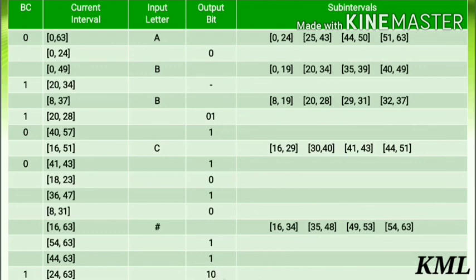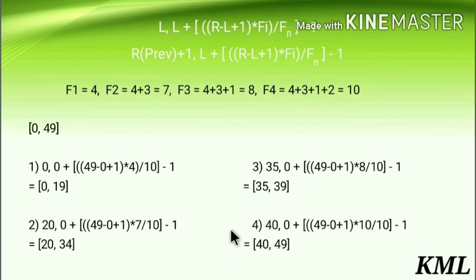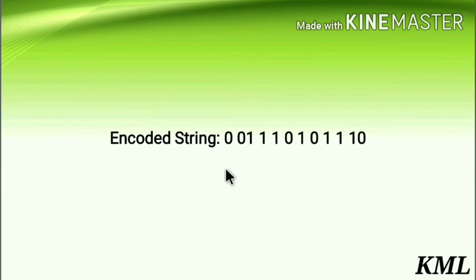Okay. So this is your final step. Okay. So you got your output bits. So just concatenate them. So you get 0, 0, 1, 1, 1, 0, 1, 0, 1, 1, 1, 0. Okay. So this is the final output that you get.